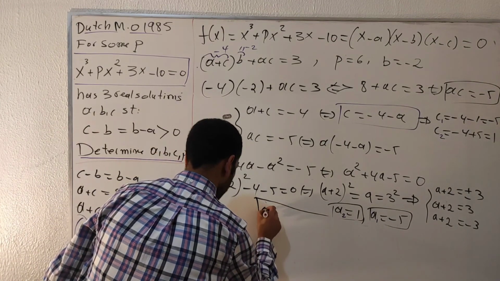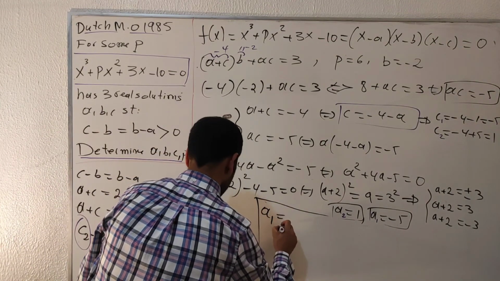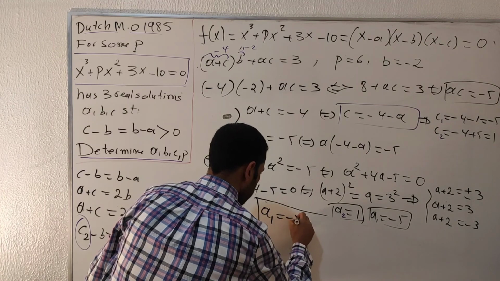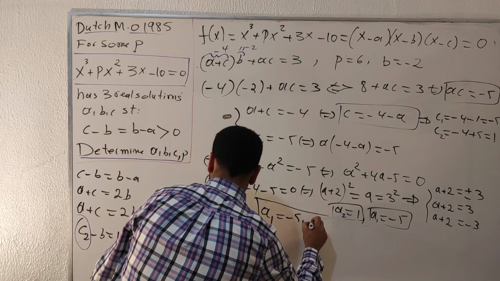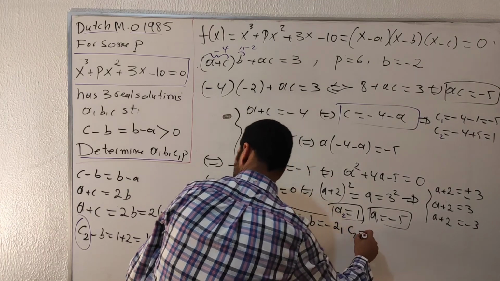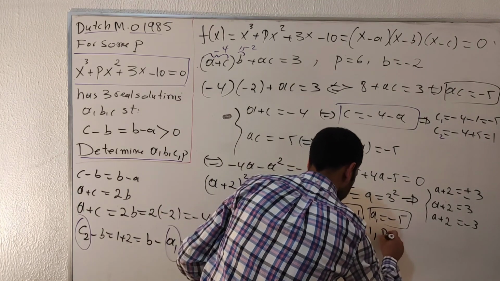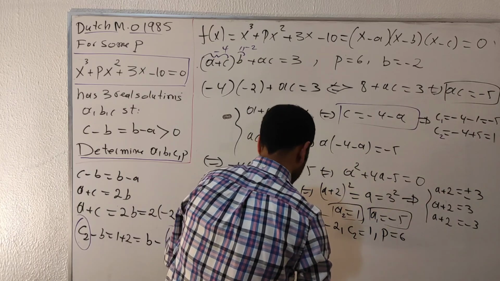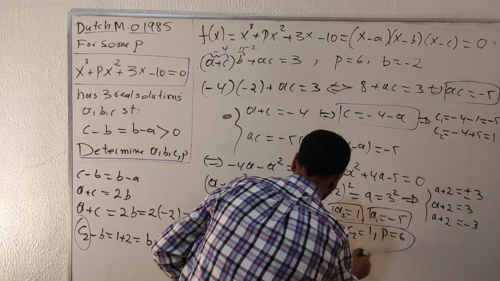So I'm going to put this down here. A1 equals minus 5 and B equals minus 2 and C2 equals 1. That's the only solution that satisfies this equation.